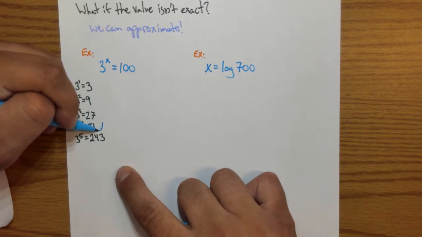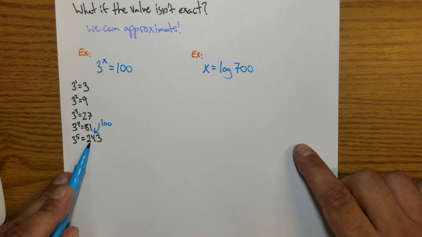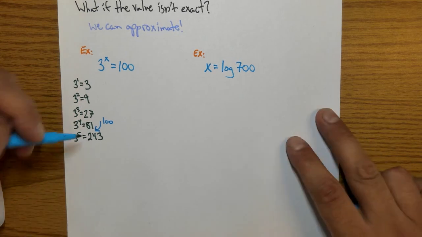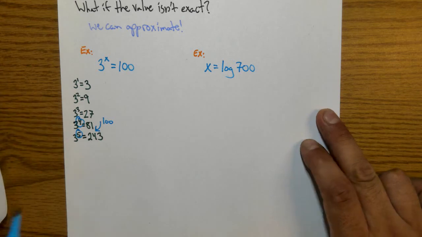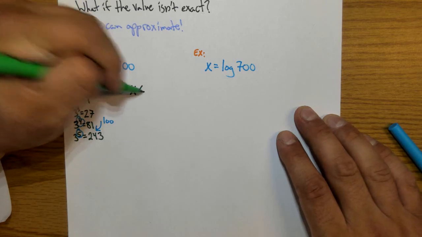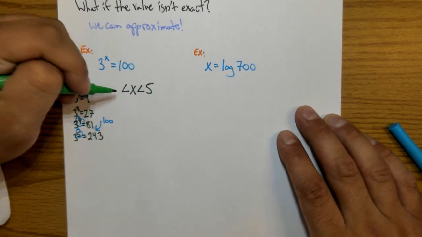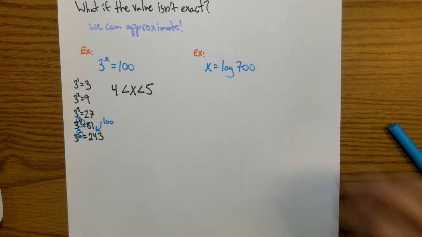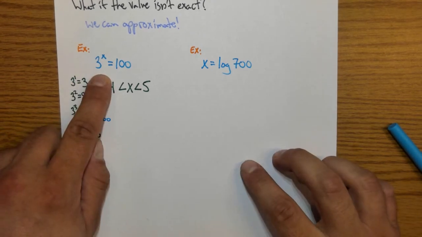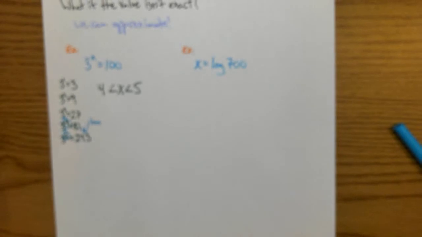But notice where 100 lies. 100 lies somewhere right there, doesn't it? In between 81 and 243. So that means our x values are in between 4 and 5, right? So what we can say is x has to be less than 5, but x must be greater than 4. So that's how we approximate. Normally what we would do is we would put this into log form and solve for it using the calculator, but since we don't have the calculator, this is the best that we can do right now.